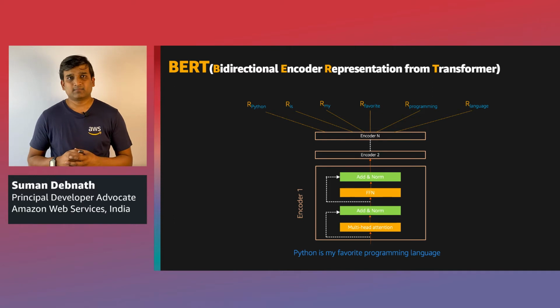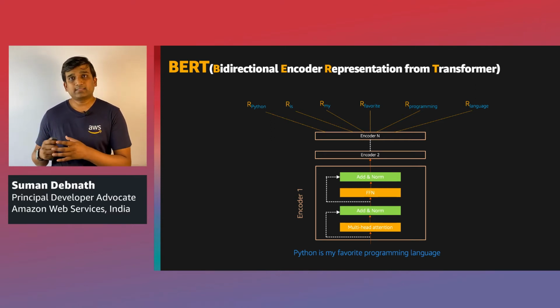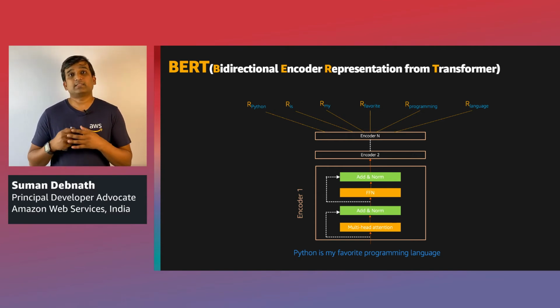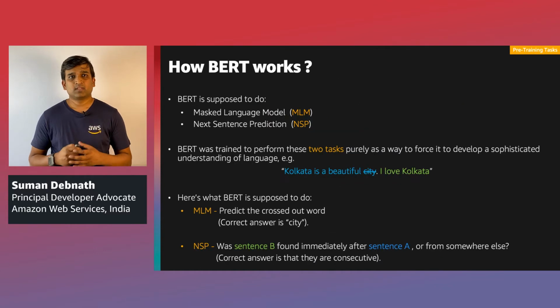Let's take this sentence: Python is my favorite programming language. Here, BERT relates each word in the sentence to all other words in the sentence to understand the contextual meaning of every word. Unlike context-free models such as word2vec, which generate static embeddings irrespective of the context. BERT is a pre-trained model.